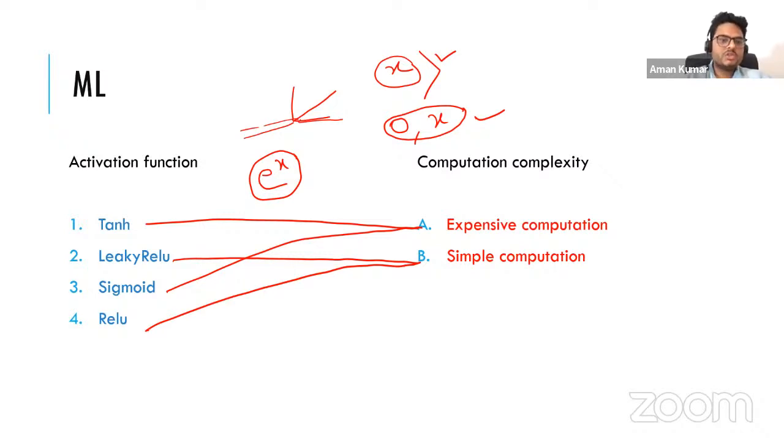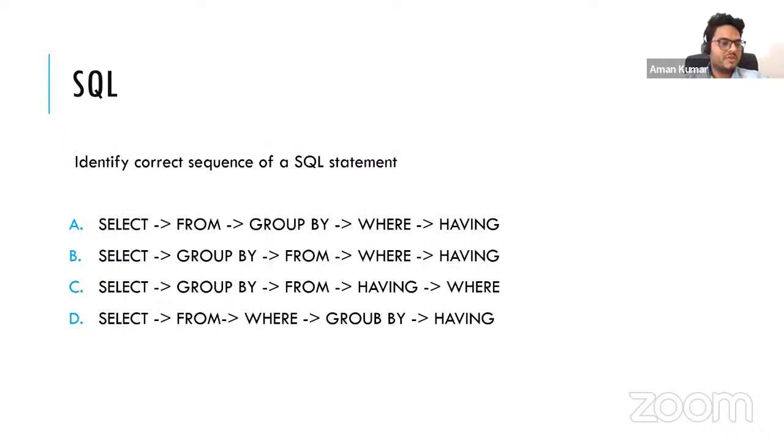Now let's go ahead to the next one. Can you identify the correct sequence of a SQL statement out of A, B, C, and D quickly? Because if we are very slow, some people may lose the interest, okay? And it's like 10 p.m. in the night, people may be a little sleepy also. So just quickly, we will do this.